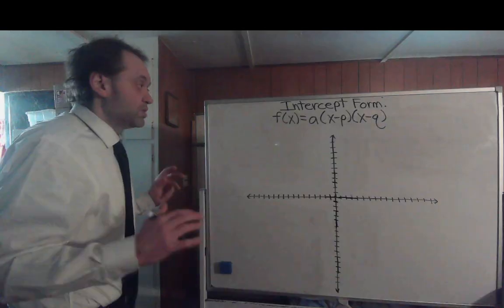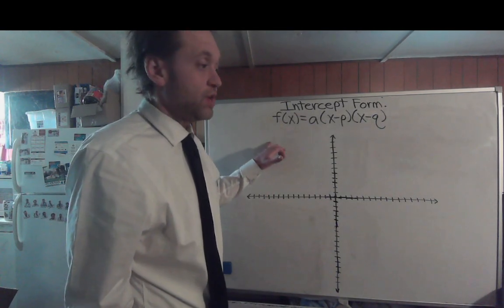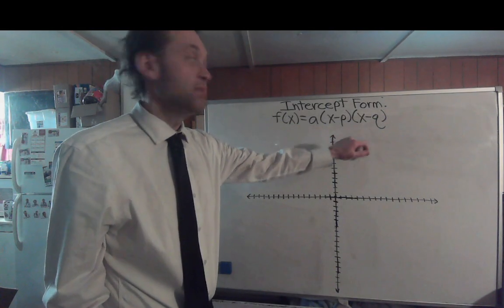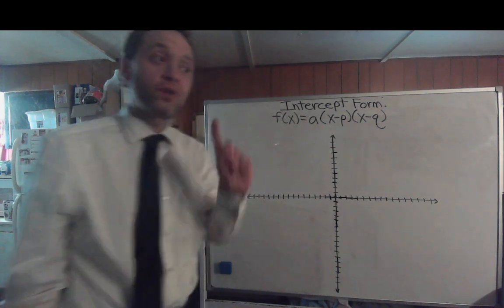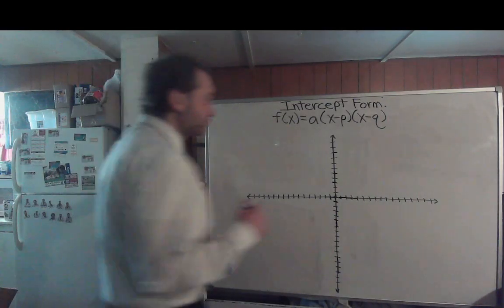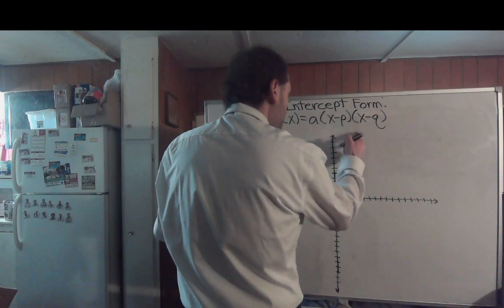Well, let's notice something here. If it's originally a quadratic equation, it can only break down into two linear factors, right? Meaning that each factor is to the first power. All right, so these are your intercepts.